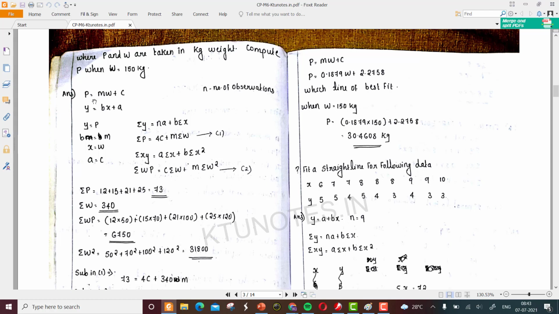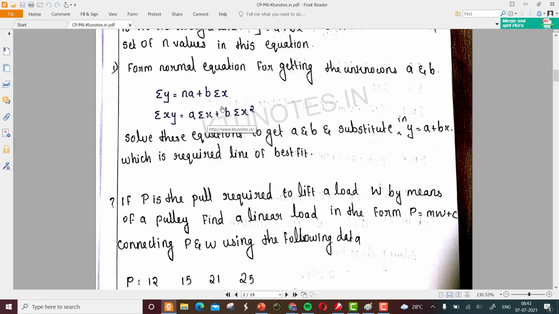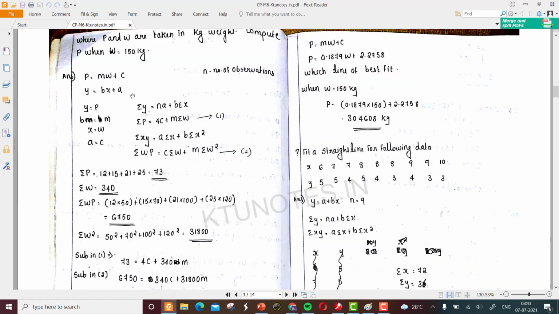Similarly, we have P is equal to MW plus C as the straight line equation. In our case, Y is equal to BX plus A. So we are following these two equations. Y is equal to BX plus A, and we have sigma Y is equal to NA plus B into sigma X, and the next equation, sigma XY, adding X into Y multiples, is equal to A into sigma X plus B into sigma X square.